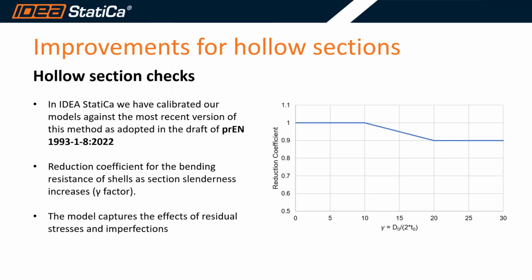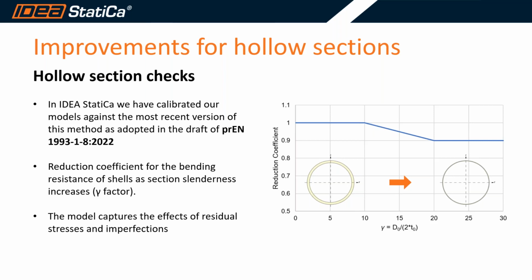So what we did was that we created a reduction coefficient for the shell bending resistance of the shell elements, and this is related closely to the cross-section slenderness. And the measure of this slenderness is the gamma value you can see below. And as this value increases, the cross-section becomes much more slender.